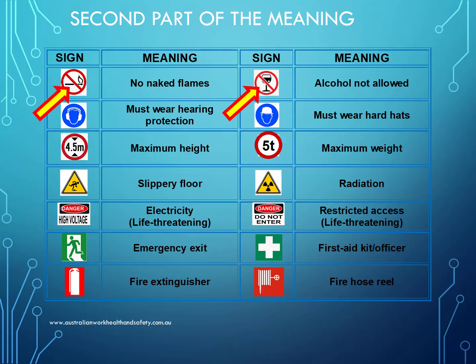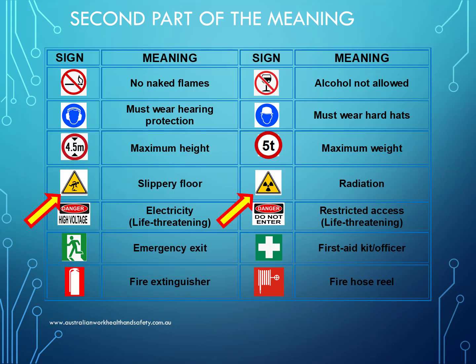The second part of a safety sign's meaning is given by a symbol or text. On the first line of this table, naked flames and alcohol are prohibited in this workplace. The mandatory or solid blue must do signs indicate hearing protection and hard hats must be worn. On the third line are restrictive or upper limit signs. These signs indicate the maximum height and maximum rate allowable. These signs could restrict the shape or size of vehicle or plant.